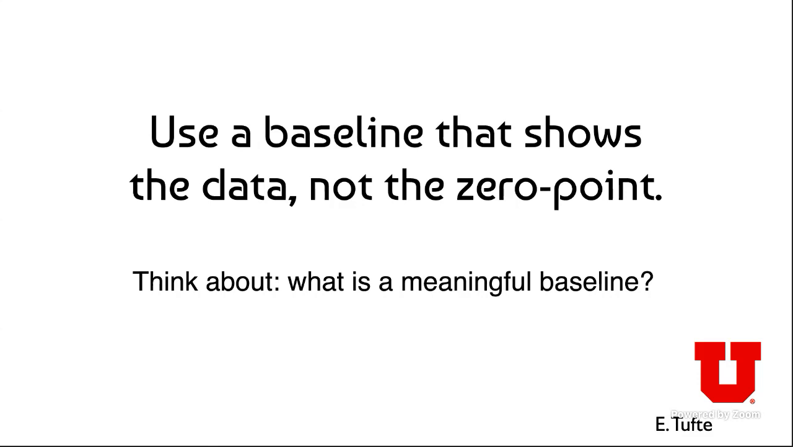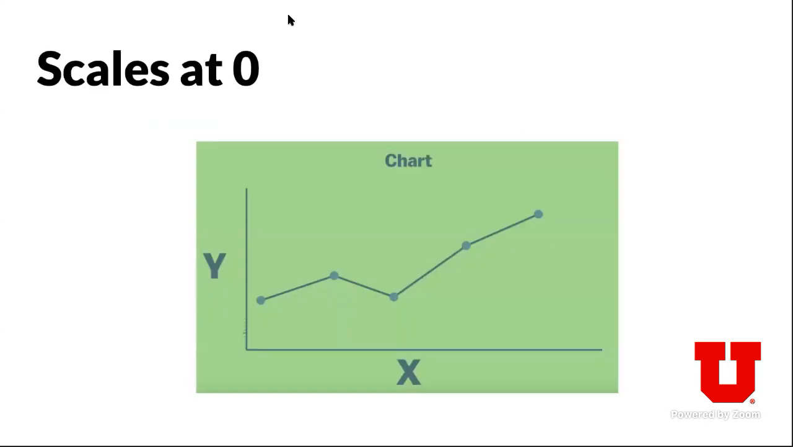You should think about what is a meaningful baseline, right? And not always is 0 relevant, as we talked about when we discussed interval data. Showing temperature on a 0-based scale isn't useful, right? You need to think more about the context of the data. And so this is a nice video that Vox did, which I'm going to play here.